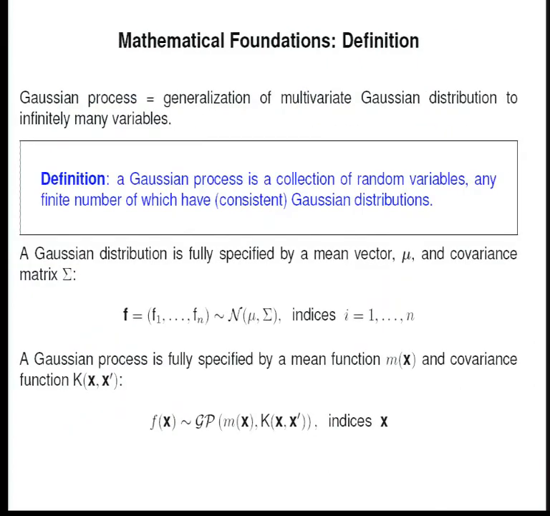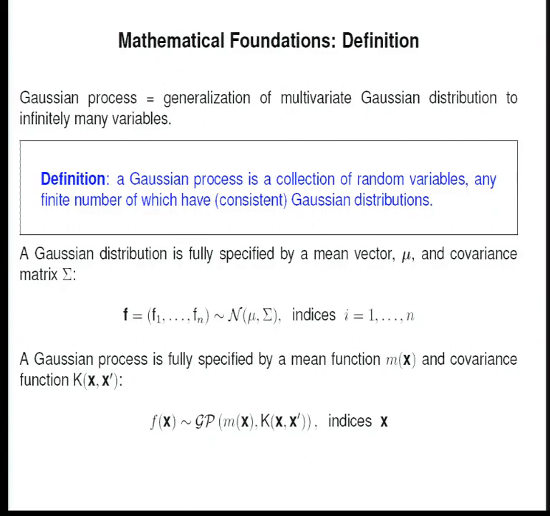Okay, so let's just flesh this out with some mathematics, which you've seen before, but this will serve at least to drive it home. A Gaussian process is just a generalization of a multivariate Gaussian distribution to infinitely many variables. The more or less strict definition is that a Gaussian process is a collection of random variables, any finite subset of which have consistent Gaussian distributions.